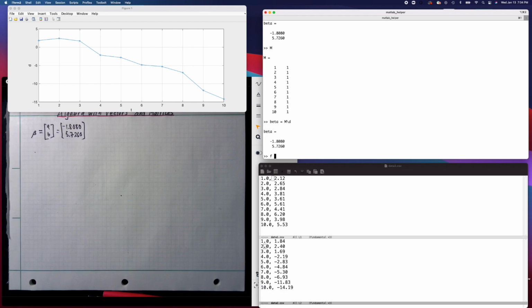So f is equal to M star beta, and we can plot in red, we want something. Yes, this one. Plot the fit. Oh, I didn't do, did I do hold on? Hold on. Plot. All right, so that's not too bad a fit, but it does look like there's some kind of curvature.